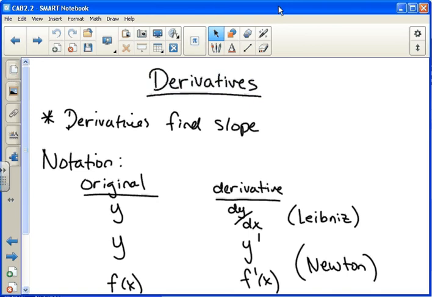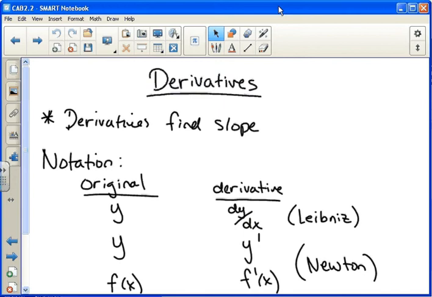Hey everybody, this is the introduction to derivatives. This gives you the very basics and the beginnings of a derivative. If you've never heard of a derivative, this is a great place to start. Derivatives, in short, are things that help you find slope.